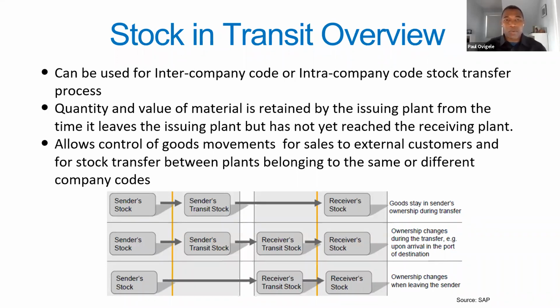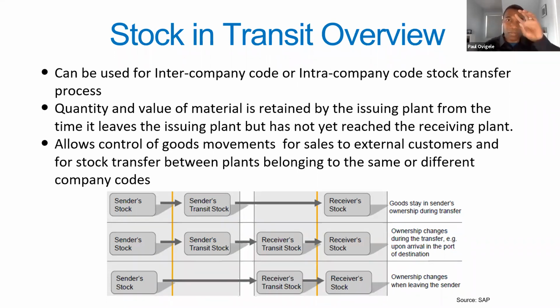In the process, the quantity and value of the material is retained by the issuing plant from the time it leaves, but has not yet reached the receiving plant. Now, this is normal business for any company that has inventory and has different entities, meaning different plants, different companies in the same country, or different companies in different countries. There's some element of this, right?